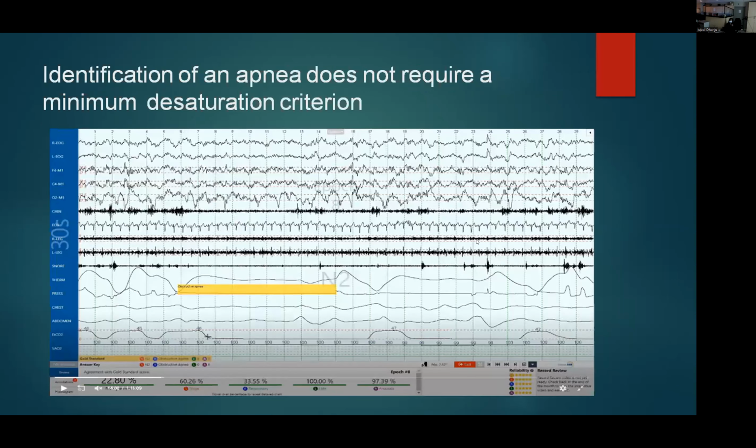So alternatively, we can use nasal pressure flow and RIP sum or RIP flow and end-tidal PCO2. So here we can see a very nice example of an obstructive apnea. You can see the flattening of the oronasal airflow sensor and the oronasal sensor. Here you can see some respiratory effort, and it meets the criteria.